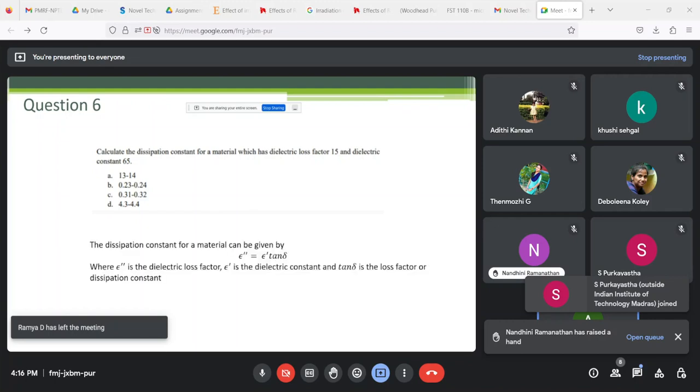Okay, so the dissipation constant for a material can be given by epsilon double dash, which is the dielectric loss factor, and epsilon dash, which is the dielectric constant, and tan delta is the loss factor or the dissipation constant. So we already know the dielectric loss factor, which is epsilon double dash, and epsilon dash is the dielectric constant given here as 65. So from there you can calculate tan delta, which is very straightforward. So 15 is equal to 65 into tan delta. So tan delta is 0.23. So this is your loss factor or your dissipation constant. So the answer is option B. Any doubt?